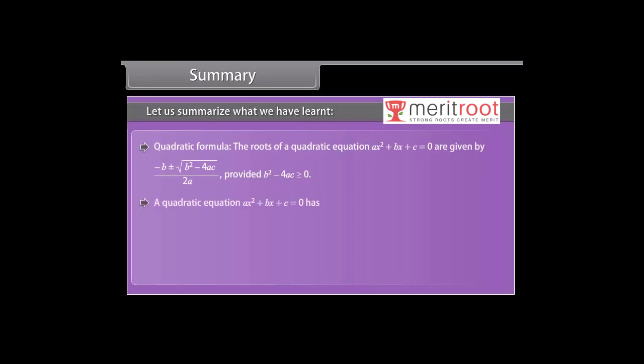A quadratic equation ax square plus bx plus c is equal to 0 has 1. Two distinct real roots if b square minus 4ac is greater than 0. 2. Two equal roots, that is, coincident roots if b square minus 4ac is equal to 0, and 3. No real roots if b square minus 4ac is smaller than 0.